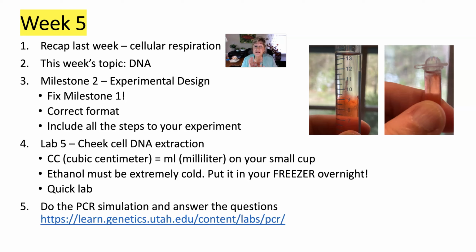Okay, week 5. Last week you learned about cellular respiration. You did an experiment with the peas to see how much oxygen was taken in by the germinating peas. Hopefully that's what you got. Cellular respiration is the process where food is broken down to make ATP molecules that run all the work of enzymes, but it's done in the presence of oxygen. Oxygen helps this process be carried out, and so that's why you are measuring oxygen consumption in that cellular respiration experiment with the peas. This week our topic is DNA.